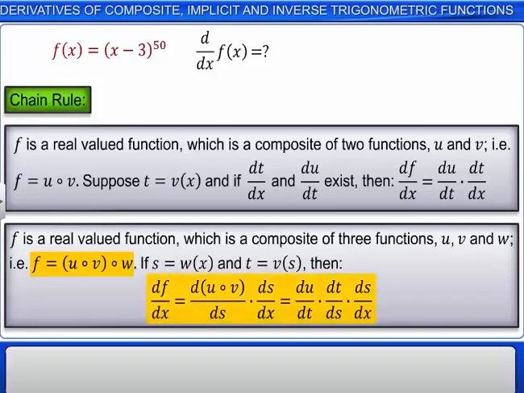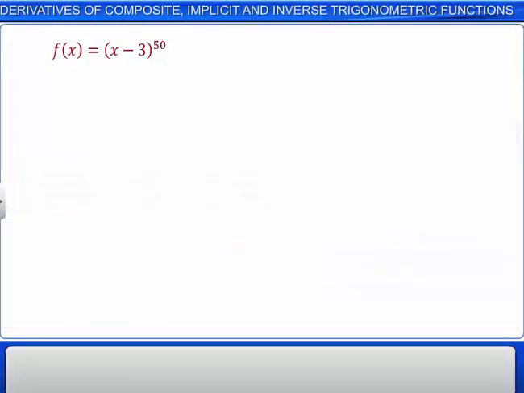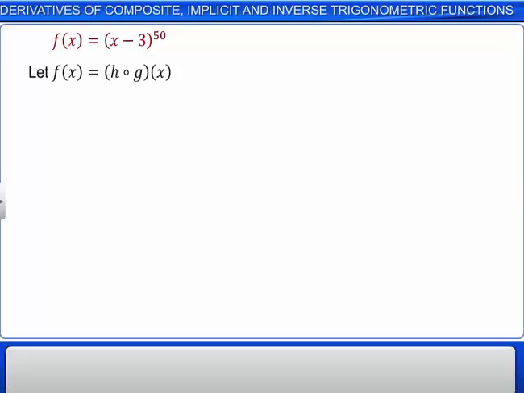Now, let's apply the chain rule to differentiate f of x is equal to (x minus 3) whole raised to the power 50 with respect to x. Clearly, function f is a composite function. Let's define the function as h circle g of x, where g of x is equal to x minus 3 and h of x is equal to x raised to the power 50. Suppose t is equal to x minus 3.